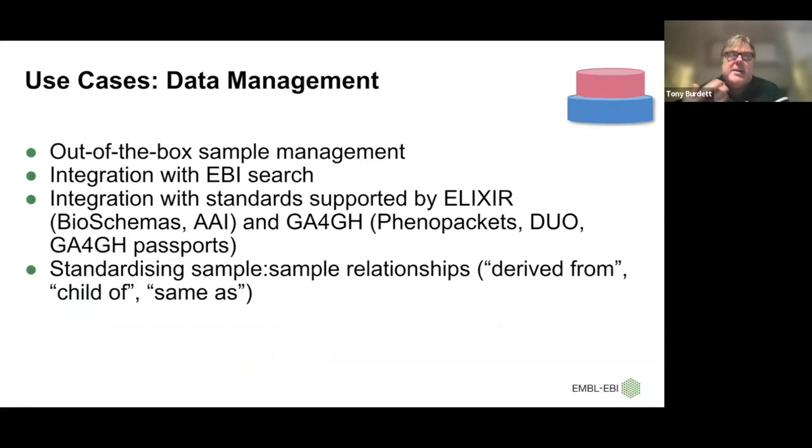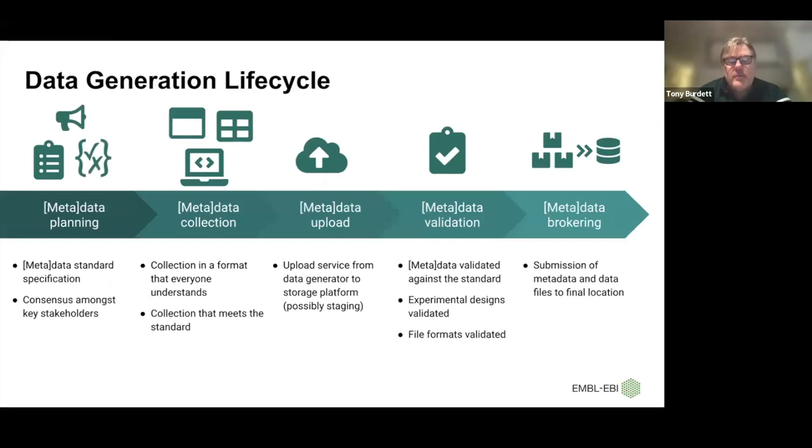The use cases for this data management component are really about out-of-the-box sample management. Is there a one-stop shop for managing information about samples? Can that be integrated into the way we search across EBI databases or the COVID-19 portal? Can that be integrated with standards that are supported quite widely by some of the bigger communities? Within ELIXIR, that's things like Bioschemas and AAI, which is the authentication service. Or within GA4GH, that's things like Phenopackets, data use ontology terms, and GA4GH Passports. And particularly, can we offer support for standardizing sample-to-sample relationships? So when samples are derived from other samples, or are child samples, or are the same as another sample, can we capture some of those relationships?